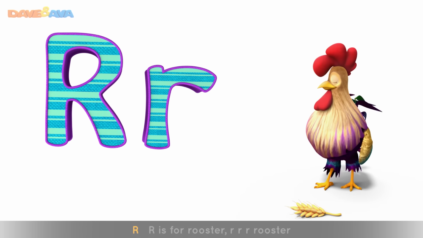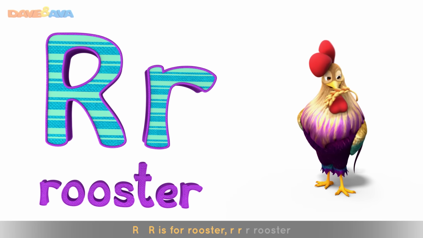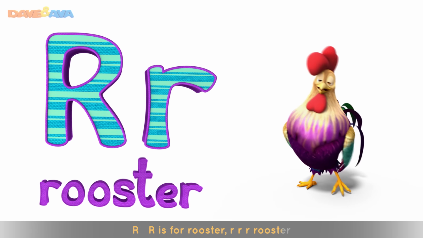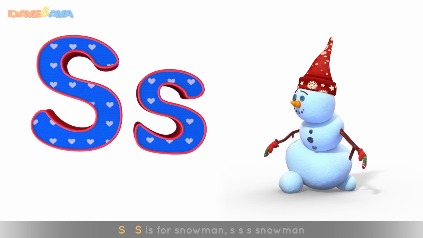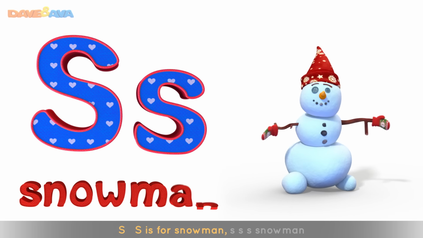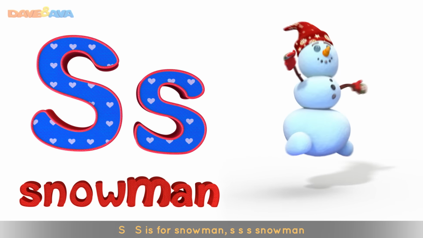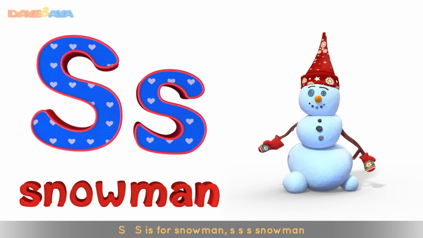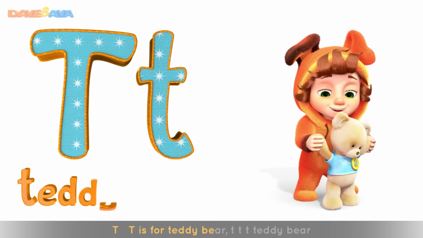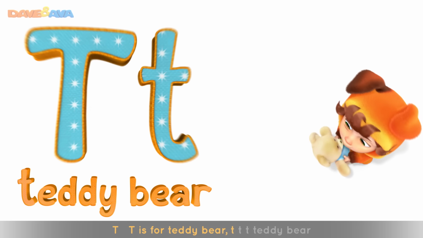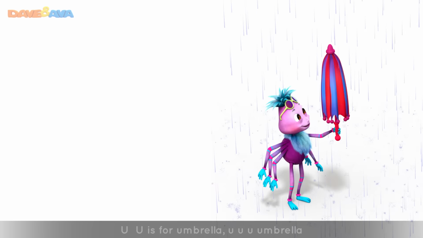R. R is for rooster. R, R, R, rooster. S. S is for snowman. S, S, S, snowman. T. T is for teddy bear. T, T, T, teddy bear.